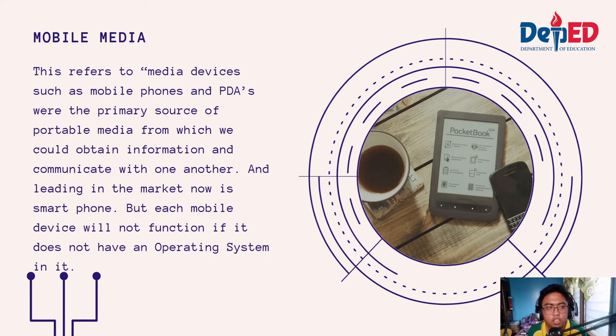Phones are not the only mobile device that you have. We have PDAs. If you are familiar with personal digital assistants, okay, just like what's in the image here. Your tablets, okay, your 2-in-1 tablets, which are tablets and computers at the same time. Okay, your smartwatch also can be used as mobile media.